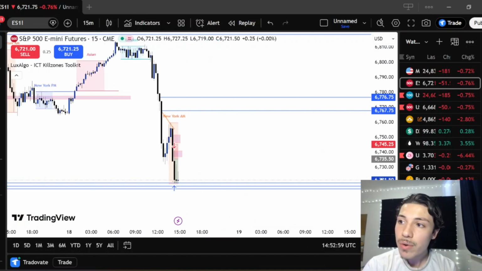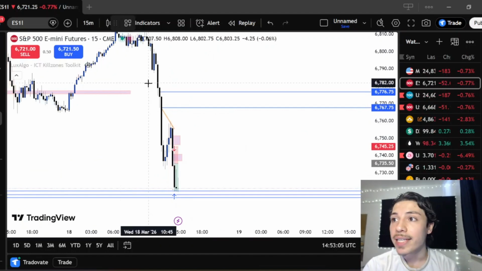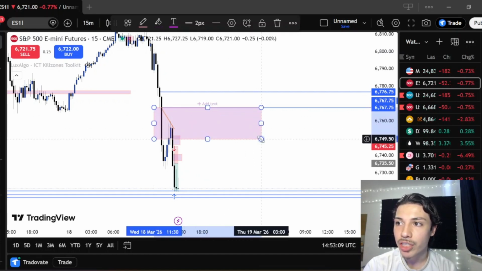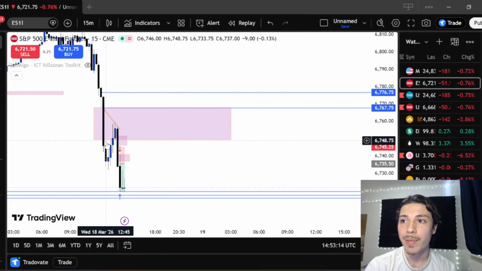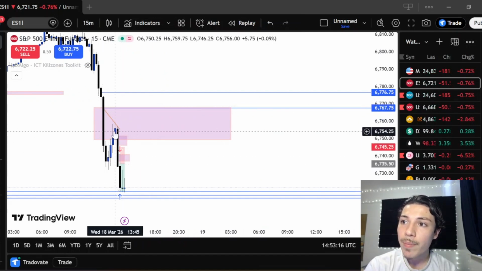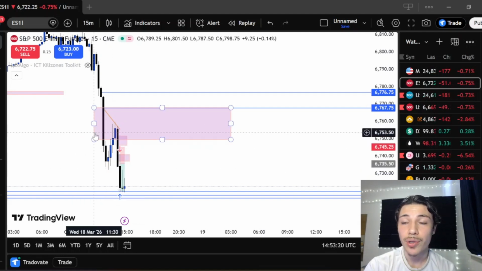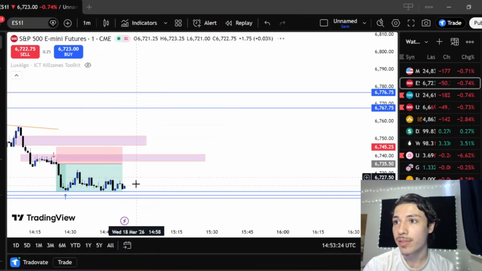Now, because I was looking for a continuation sell, what did I need to see? I wanted to see price pull back into a higher time frame fair value gap and then give me a rejection. Now we can see with this example right here, we had this bearish 15-minute fair value gap. We can see that we retested it at market open, and then we got this lovely rejection. So now I'm thinking, oh my goodness, we can look for sells. Now let's drop down to the 1 minute.